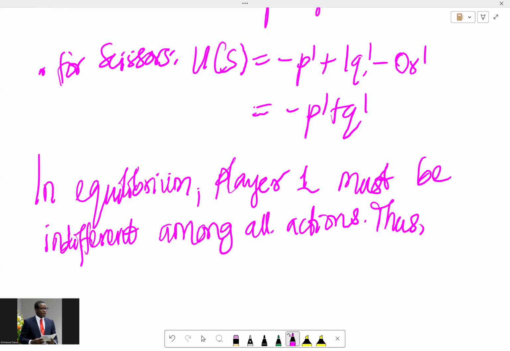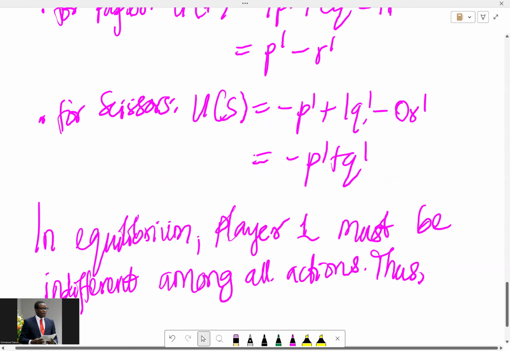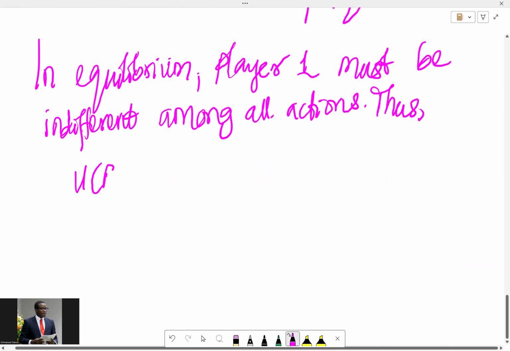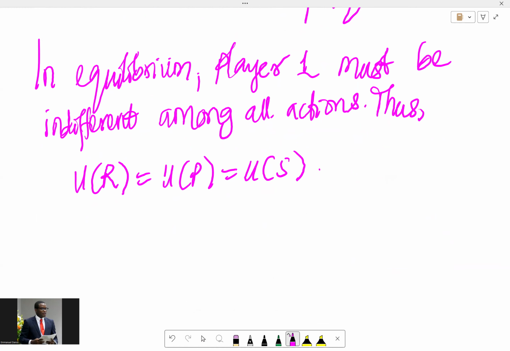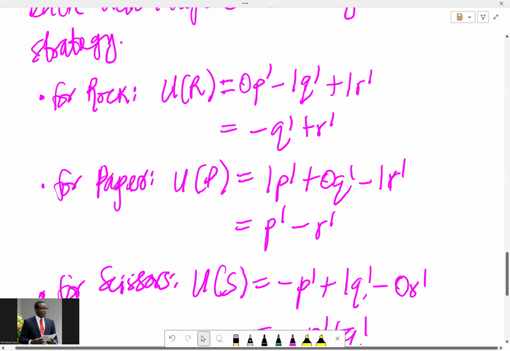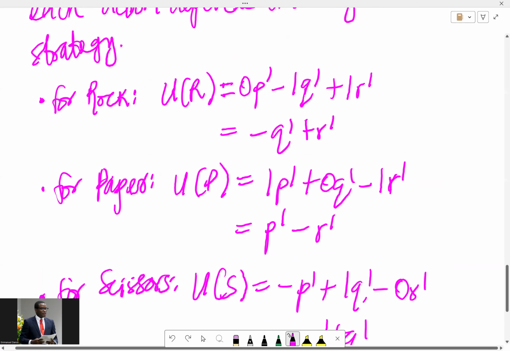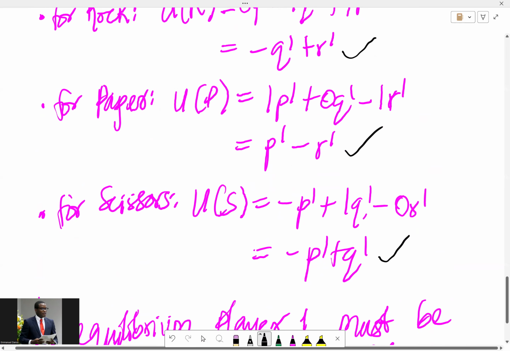Thus, the implication of this is simply that U of R is equal to U of P, and that is equal to U of S. Okay. So in that case, we can equate. It means that all these expressions, this is equal to this is equal to this. That is what that simply means. So we can actually equate them and solve them.